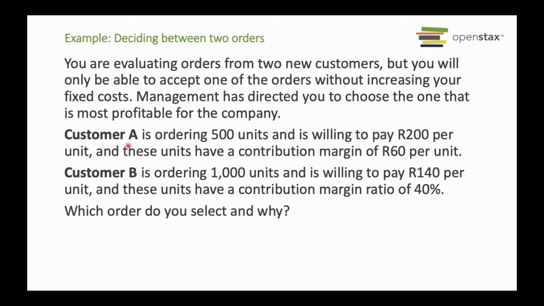So customer A wants to order 500 units and he will pay 200 Rand per unit, and these units have a contribution margin of 60 Rand per unit. Customer B will order 1,000 units and is willing to pay 140 Rand per unit, and these units have a contribution margin ratio of 40%. Now you need to determine which order you will accept and why.